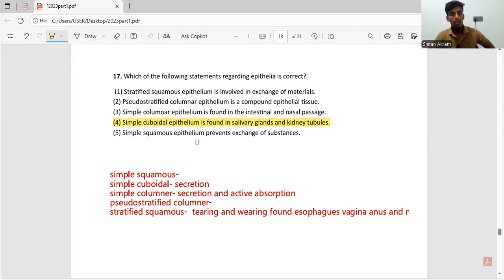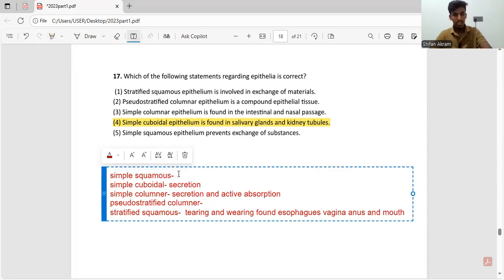Finally, we have "simple squamous epithelium prevents exchange of substances," which is wrong because simple squamous epithelium actually allows the exchange of substances. These are usually found in the alveoli during gas exchange and also in the blood vessels, right? Because gas exchange occurs between the alveoli and blood vessels. So simple squamous epithelium is found in these places, and they usually allow exchange of substances.